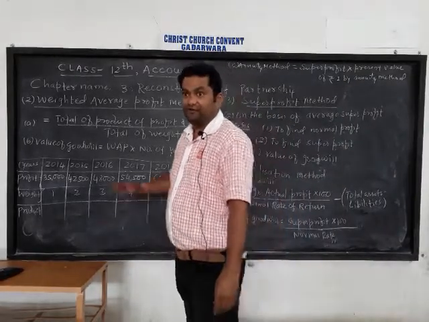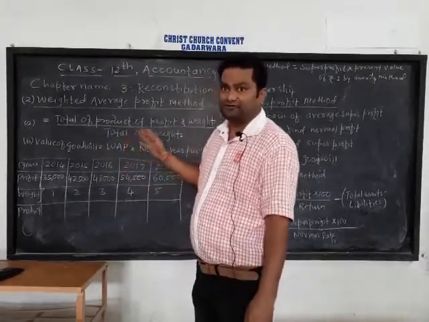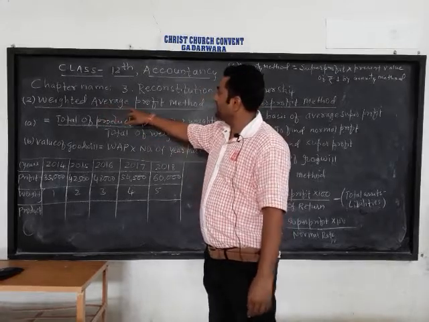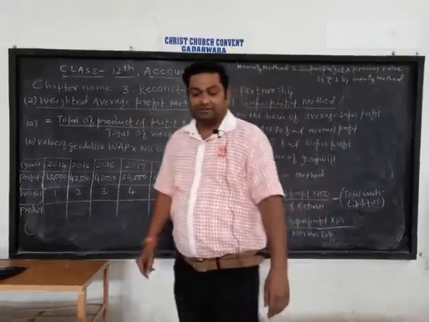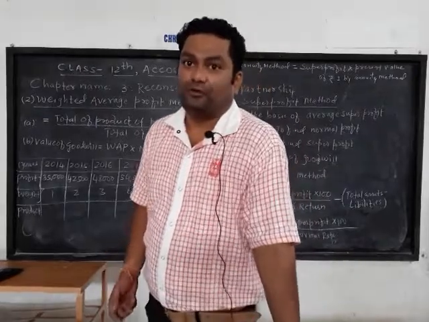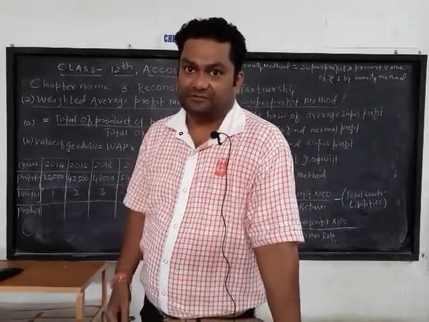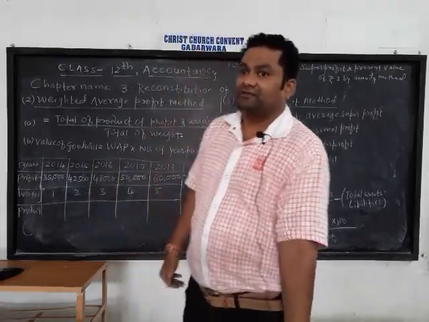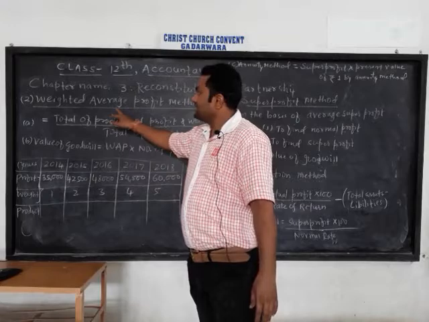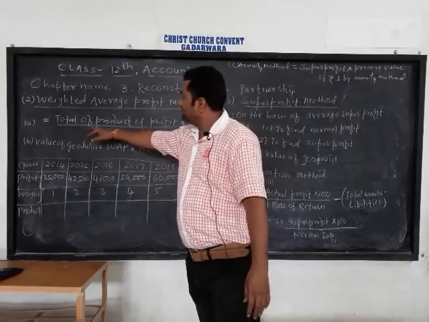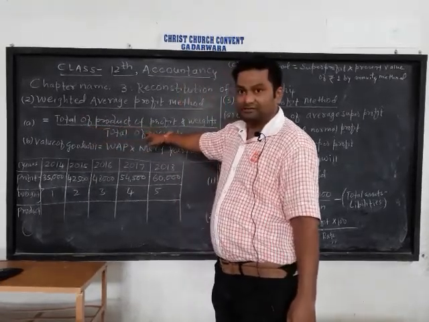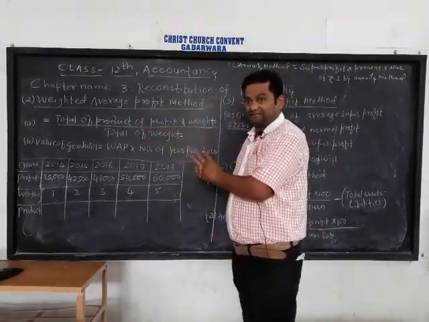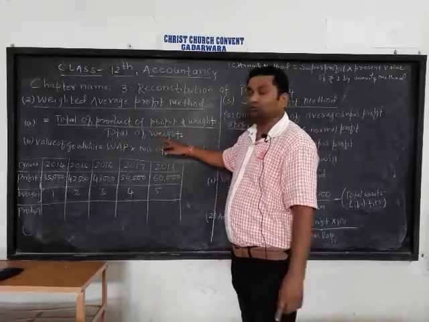Yes, now we'll continue with methods of calculation of goodwill. Your second method is the weighted average profit method. This is a superior form of the average method that we just studied. In this method, the formula is total of product of profit and weight upon total of weights.